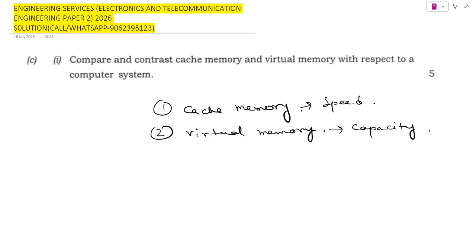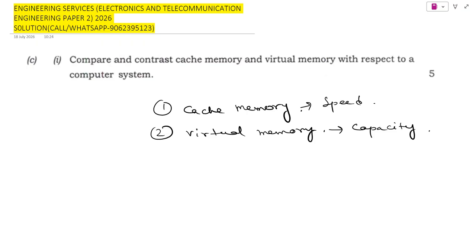So don't misunderstand this point. Virtual memory does not increase the actual RAM. Instead, it temporarily uses secondary storage to extend the available memory space. And this is why virtual memory is much slower than RAM. Okay, now let's compare both point by point.